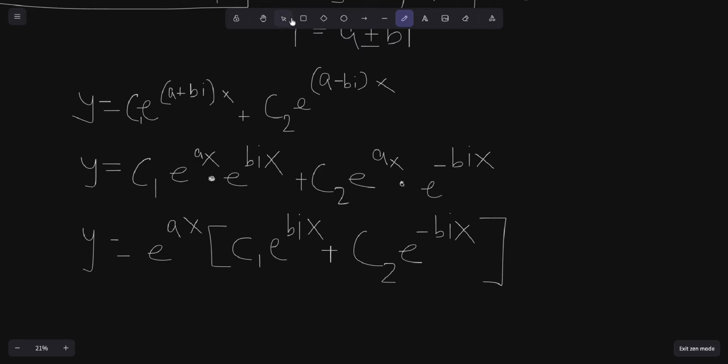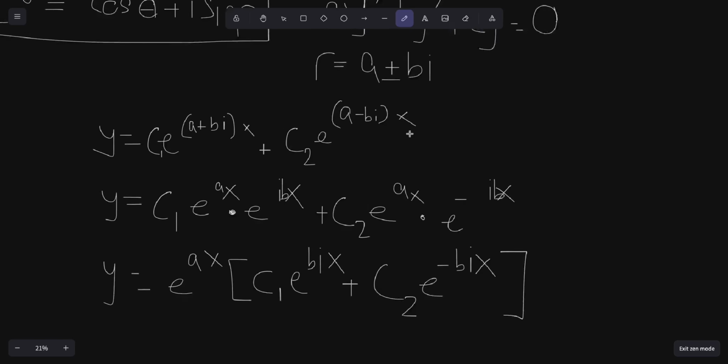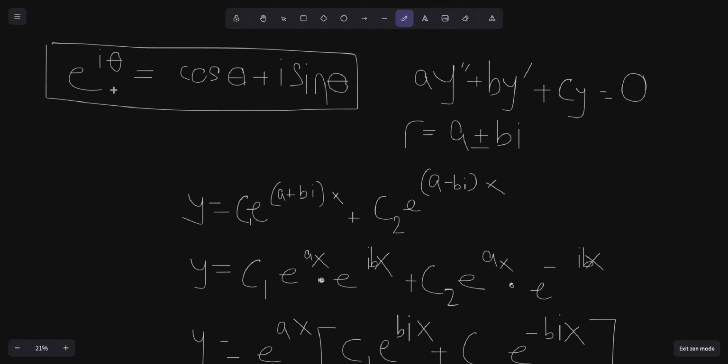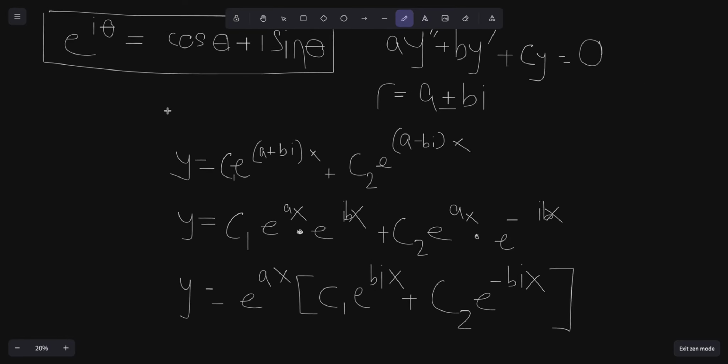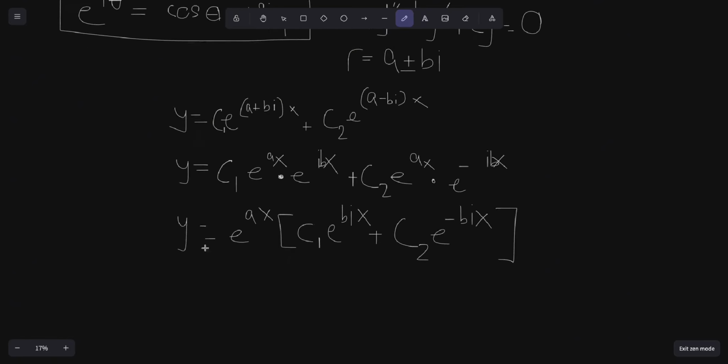Sorry, guys. Maybe to make it clear, I'll put ibx. Okay. So instead of bix right over here, I have e to the i times bx, and then this is going to be negative i, and then times bx, right? Now call back to this form right over here. e to the i theta is equal to cosine of theta plus i sine theta. So I can actually expand these two things out, okay?